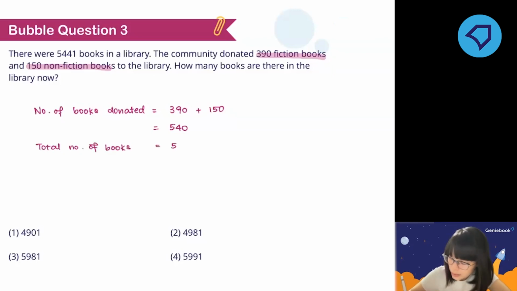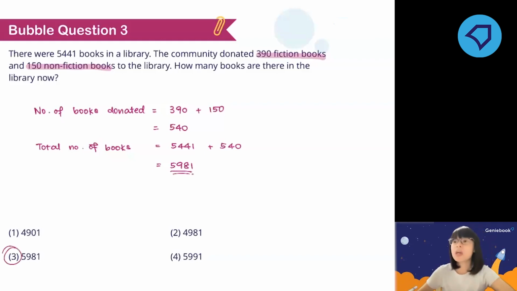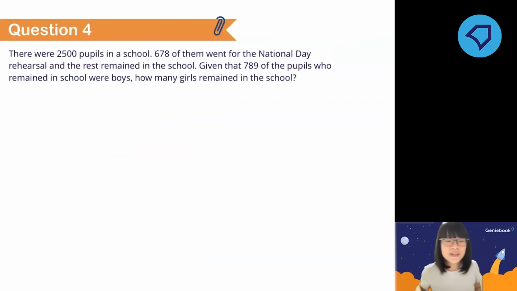So originally it had 5,401 plus the 540 that's being donated, and I see all the answers coming in already. You do have 5,981. Excellent job, guys. Well done. So the answer would be option number 3. Okay, good job. All right, so let's take a look at question number 4. You guys are doing so well. I think we can reach the challenge question today.